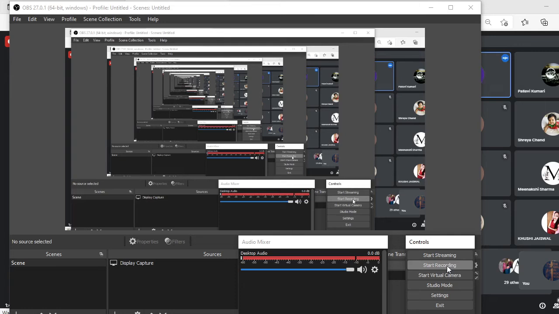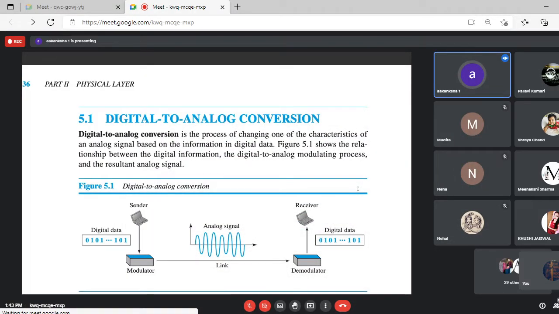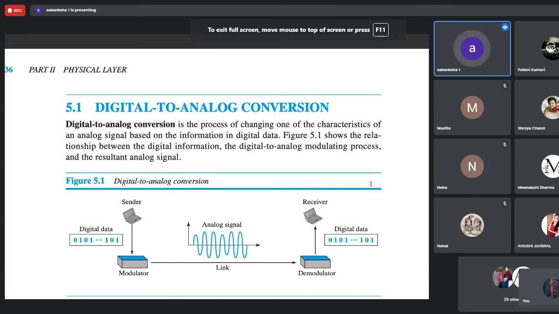Digital data. So I hope some of you who have opted for digital electronics as a generic elective in one of the previous semesters must have studied some of the modulation techniques. I don't know the syllabus, but that is just my interpretation. Even if you have not opted for that, or have not covered it, we are covering it here.